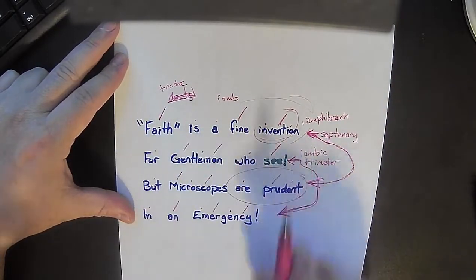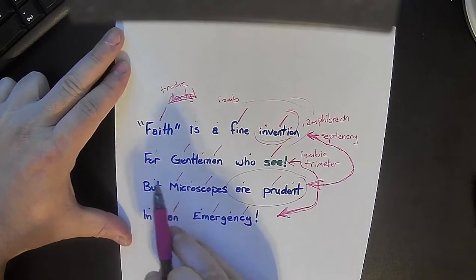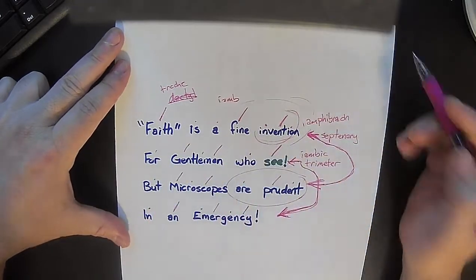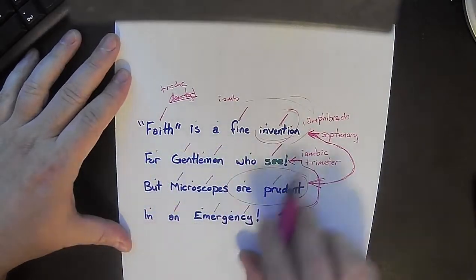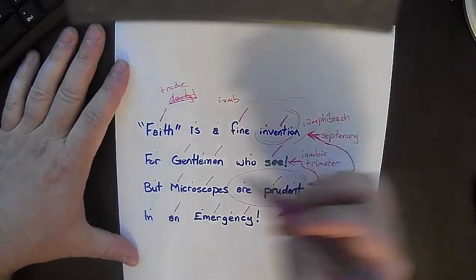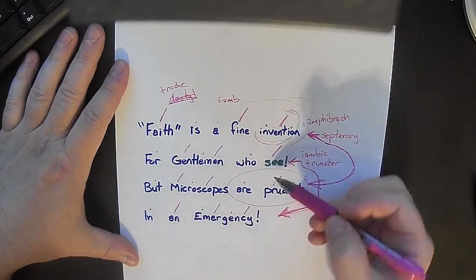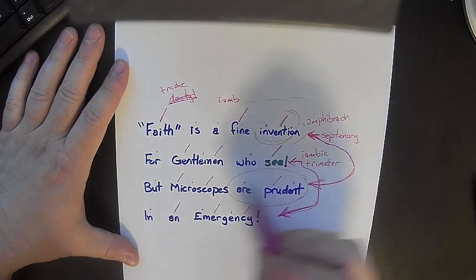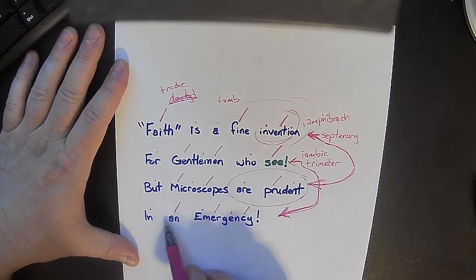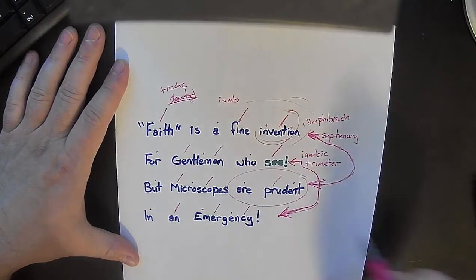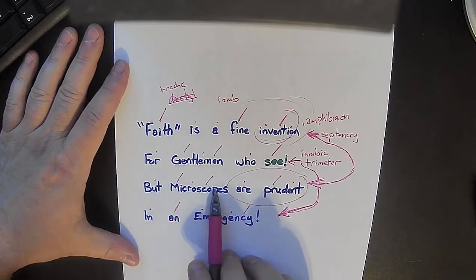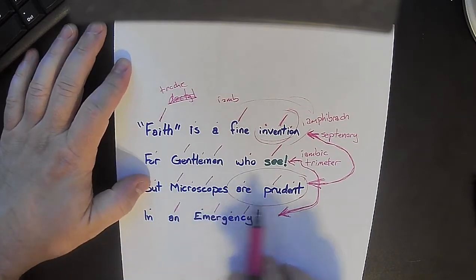It's basically 3 feet, and that seems to match up with the second and fourth lines, which are both going to be iambic trimeter. For gentlemen who see, and that's a really ugly reading of it, but that tells you where the stress goes, right? For gentlemen who see, that's how you actually read it. Unstressed, stressed, unstressed, stressed, unstressed, stressed, very, very common. Iambic, there's 3 of them, trimeter. Unstressed, stressed, unstressed, stressed, another amphibrach, but microscopes are prudent. That's how I'm reading that. That's going to give me 2 iambs followed by an amphibrach.